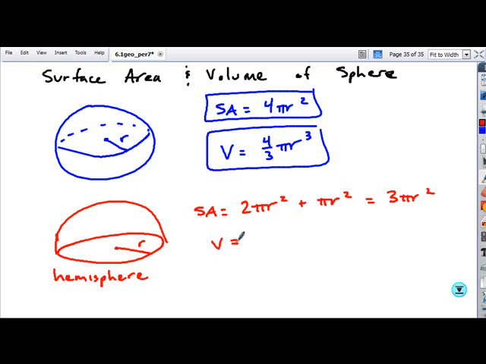And then the volume for a hemisphere is just going to be the fraction of the volume of a sphere. A hemisphere is half a sphere. That means its volume is going to be half of what it would have been for the whole sphere. So you get 1/2 of 4/3 pi r cubed. And if you wanted to simplify this, the 2 and the 4 reduce to 2/3 pi r cubed. Okay, so you can think of that individually or just as a fraction of the whole sphere.